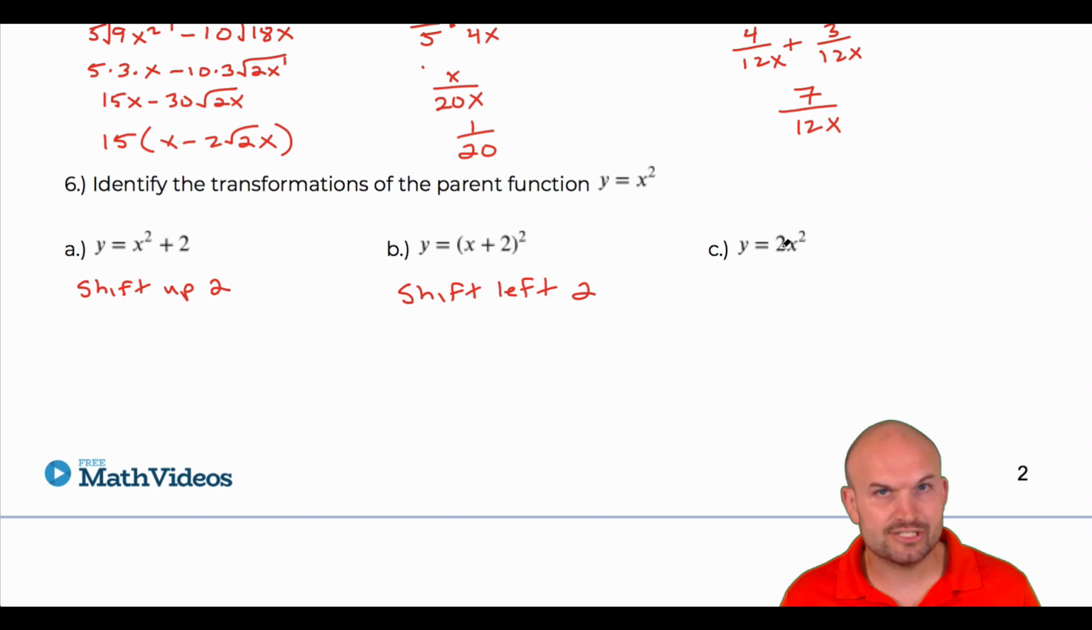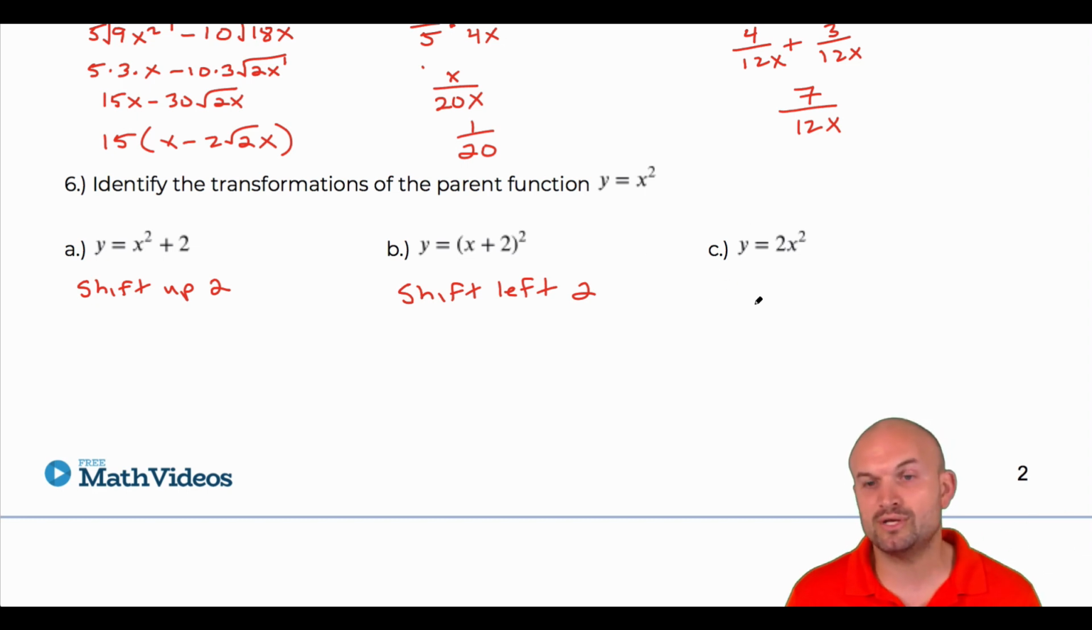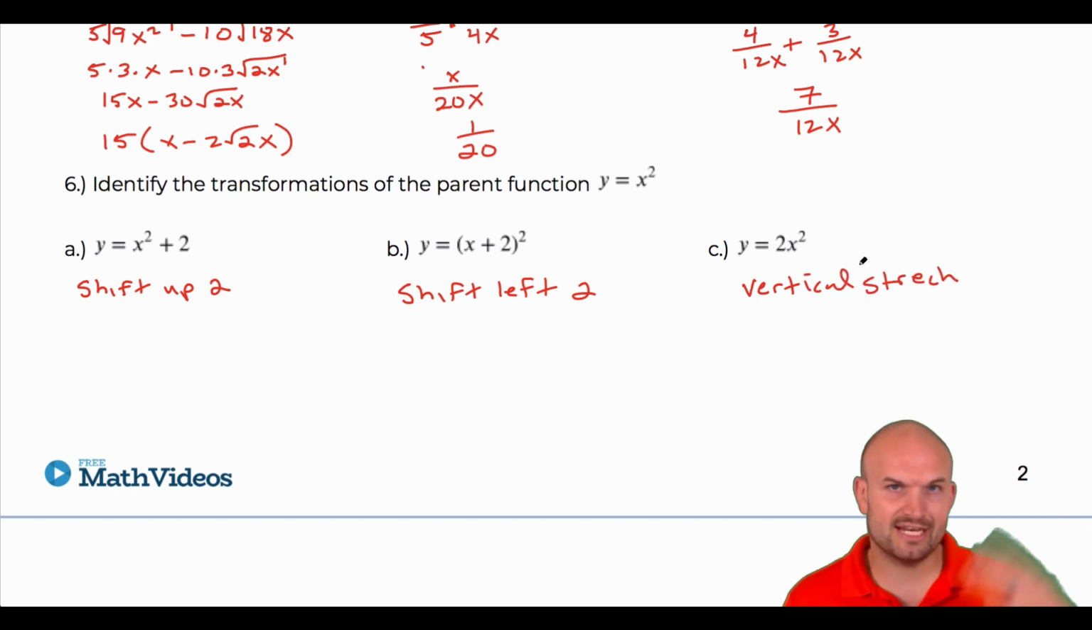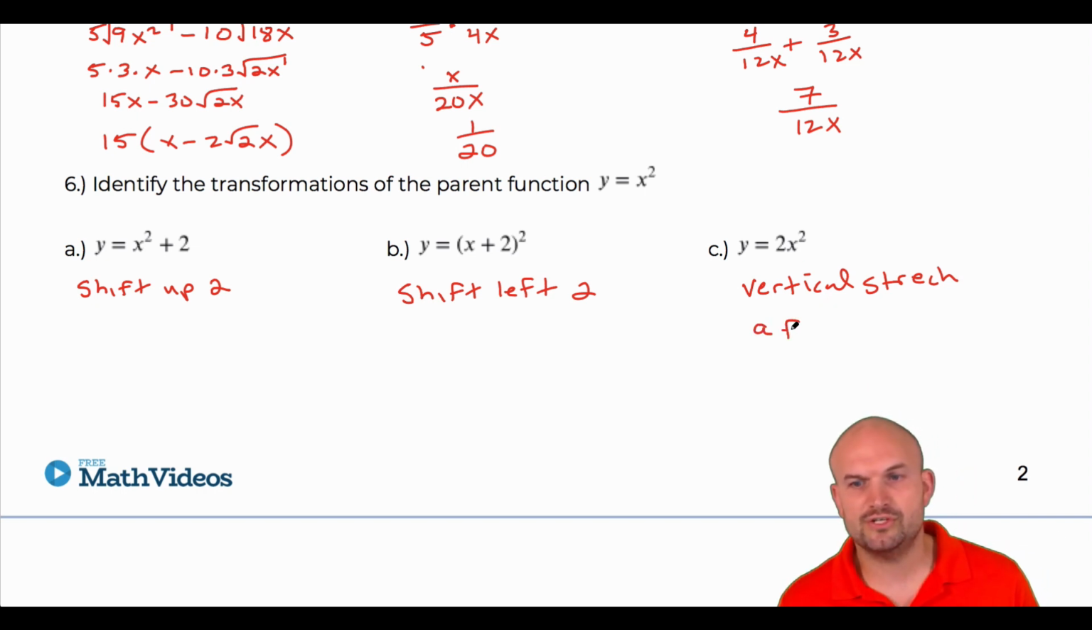Here we're not adding 2. We're multiplying by 2. So what that does is that doesn't shift the graph at all. What that does is that actually stretches the graph. And since it's on the outside, that would be what we call a vertical stretch. And instead of saying it's vertically stretched 2, we're going to say a factor of 2.